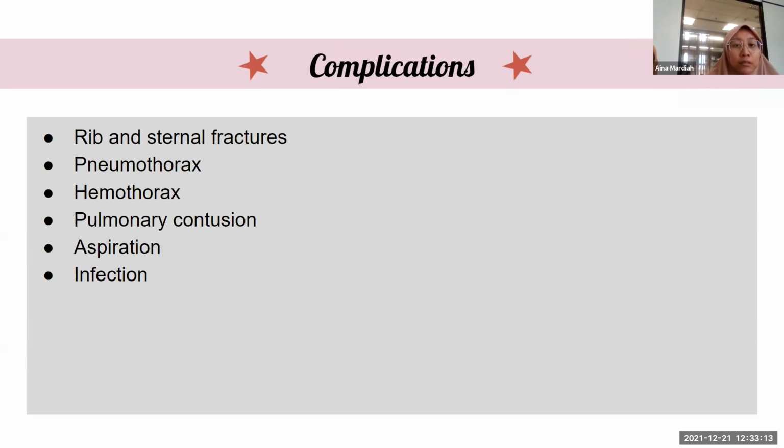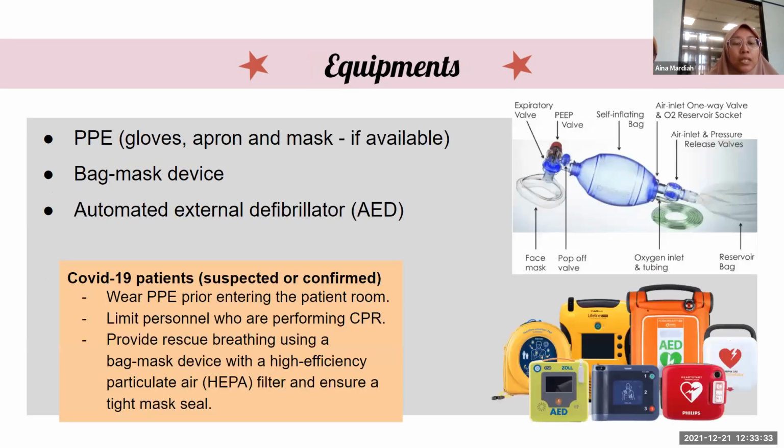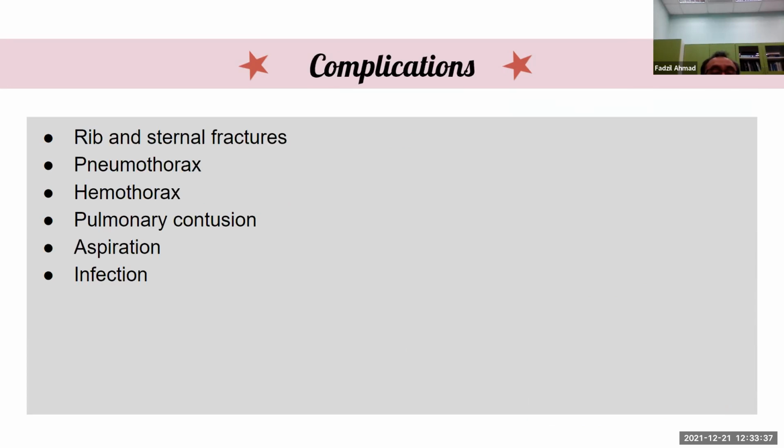For the complications that may arise if the CPR is not done appropriately, it may cause rib and sternal fractures, and then pneumothorax, hemothorax, pulmonary contusion, aspiration, and also the risk of transmitting infection.